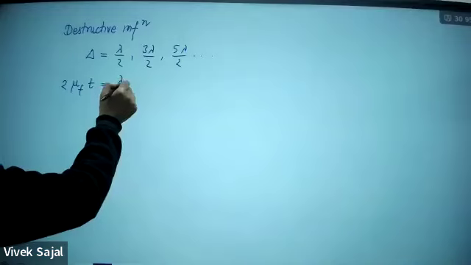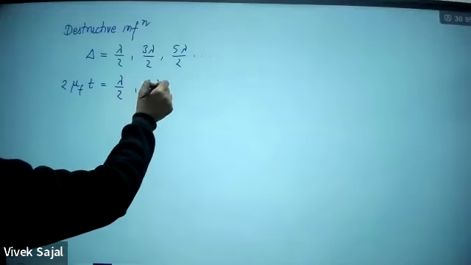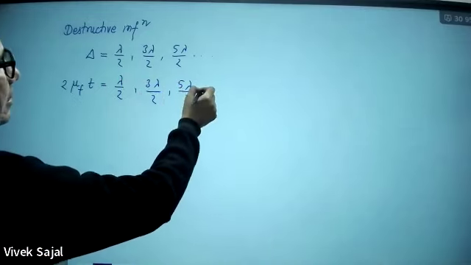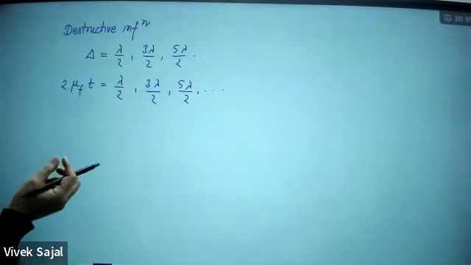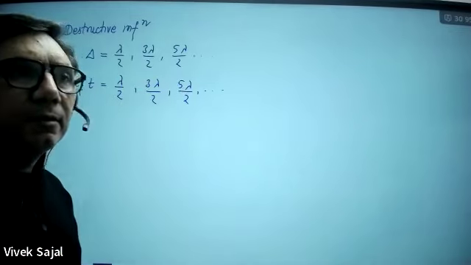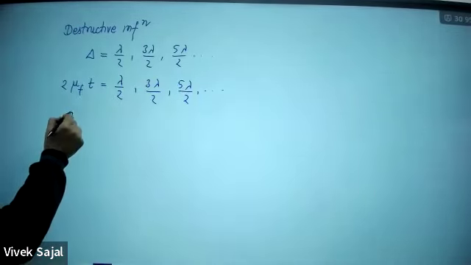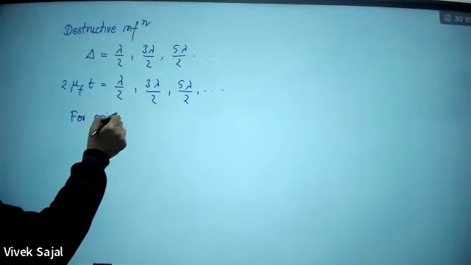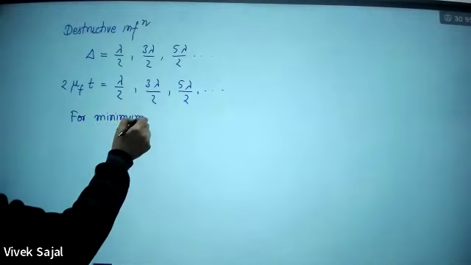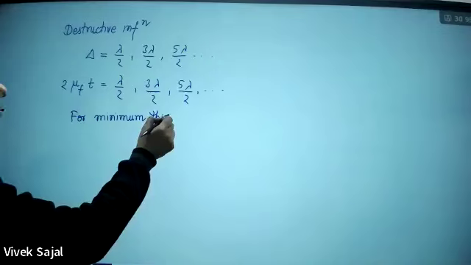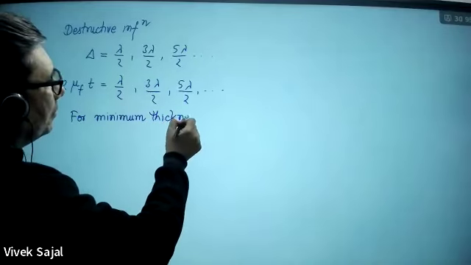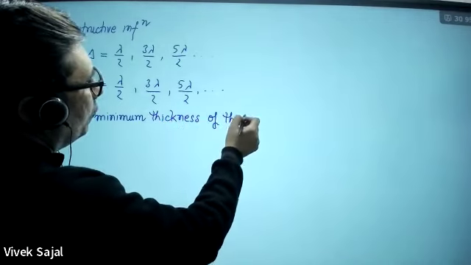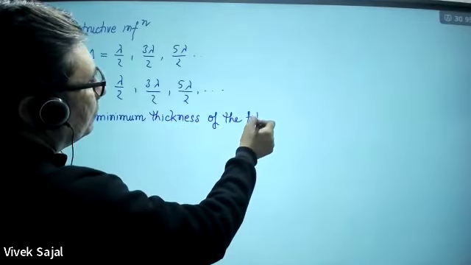And that will be lambda by 2. It may be 3 lambda by 2. It may be 5 lambda by 2. Like this. What you want? You want minimum thickness of the film. What do you want? Minimum thickness. For minimum thickness of the film.